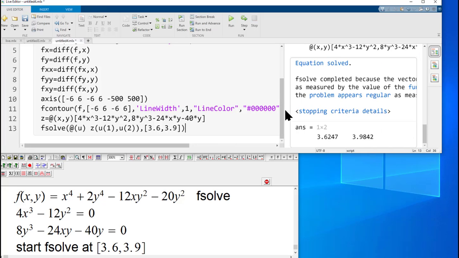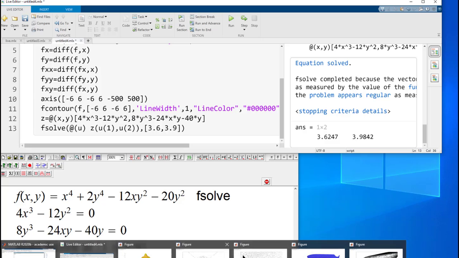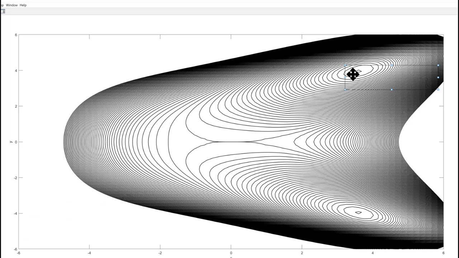And so we have a solution, 3.6247 and 3.9842. So if we go to our figure, we just got the coordinates of this critical point here as 3.6247 approximately, and the y coordinate is 3.9842. So by symmetry, this one will have the same x coordinate, and the y coordinate will change to its negative.